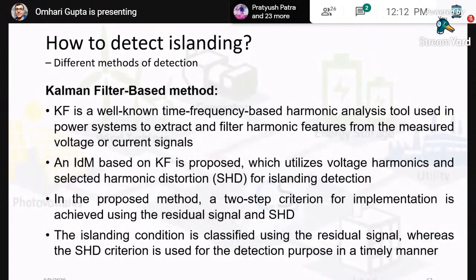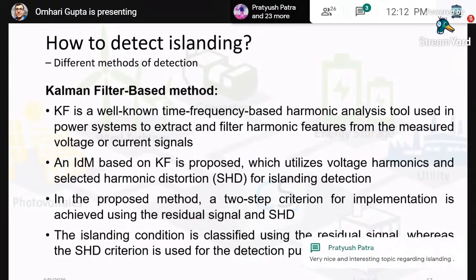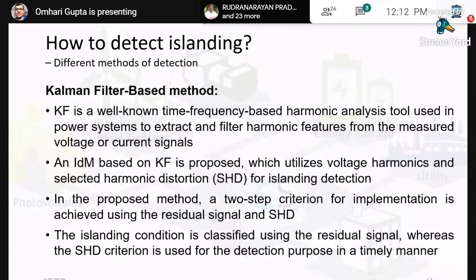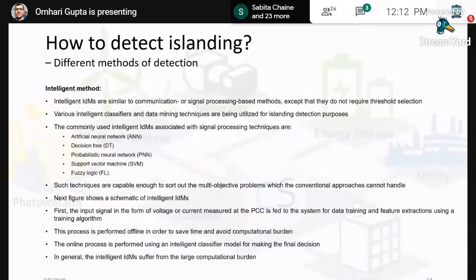Okay. Then there is the Kalman filter as well. It will also give you some kind of a feature. The islanding condition is classified using the residual signal, whereas the SHD, that is selected harmonic distortion, is used for the detection purpose in a timely manner.